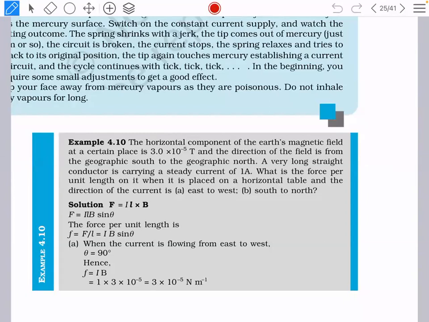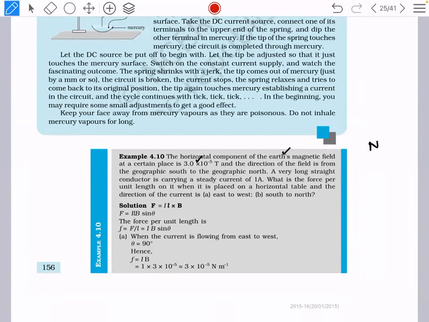So listen. The horizontal component of the Earth's magnetic field at a certain place is 3 into 10 power minus 5 Tesla, and the direction of the field is from the geographic south to the geographic north. If I take this as north, south, east, and this as west, the direction of the magnetic field is in this way. A very long straight current carrying conductor carries a steady current of 1 ampere. So I is equal to 1 ampere.